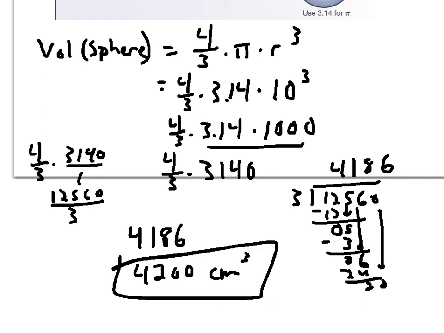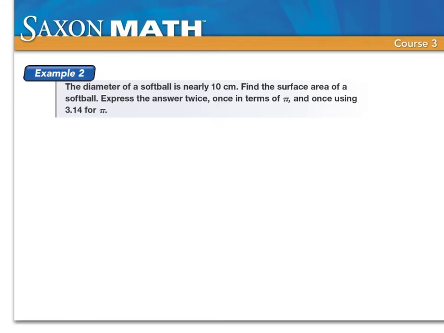Okay, and let's go on to our last example. Alright, example 2 says the diameter of a softball is nearly 10 centimeters. Find the surface area of the softball. Okay, and express the answer twice, once in terms of pi, so once leaving the answer with pi, and once using 3.14, or finding an approximated answer. Okay, well, first thing I'm going to do is make sure I know that I got a softball with a diameter of 10 centimeters. I just need to remember that I'm finding the surface area of a sphere and not a circle. Okay, because a softball is a 3D shape, so it would be a sphere.